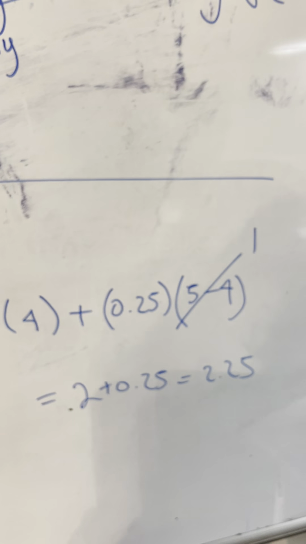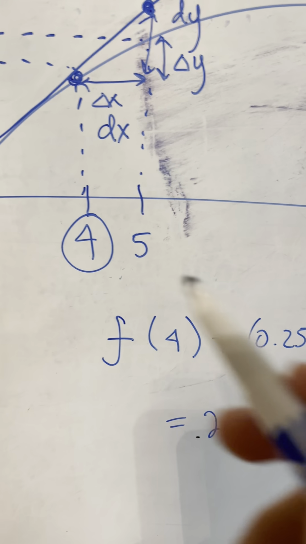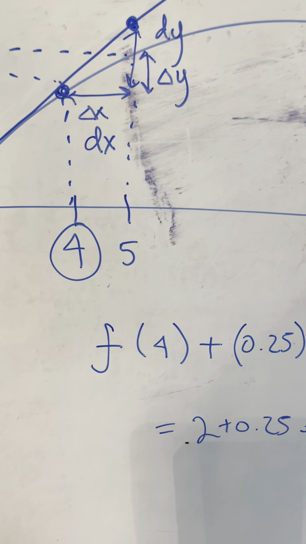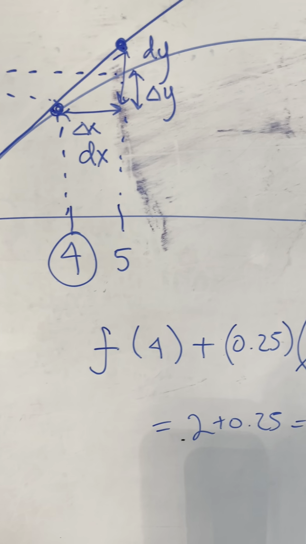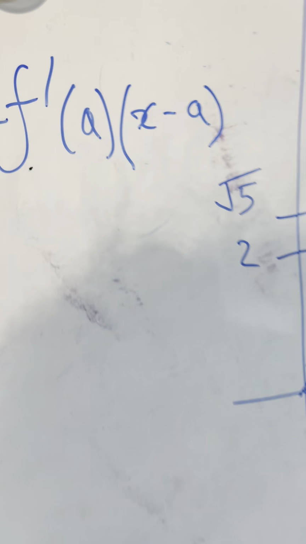Now, we had to multiply it by 5 minus 4, remember. What was 5? It was x. And what was 4? It was a. What we're trying to do is get the number of increments that we need to increment by 0.25. So we have x minus a.